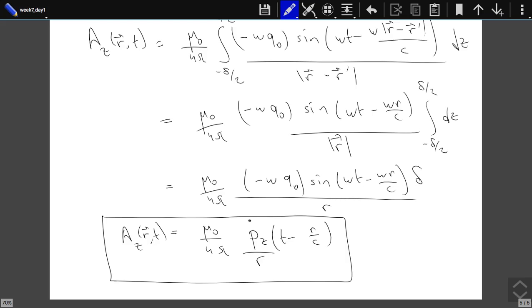Because the current is running in the z direction, the x component of the current is 0, and hence the x component of A is 0. The y component of the current is 0, so the y component of A is 0. This is the only non-zero component of A.